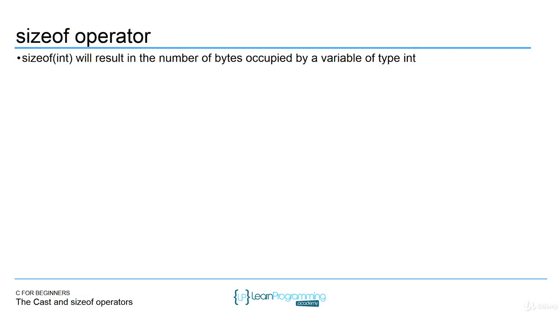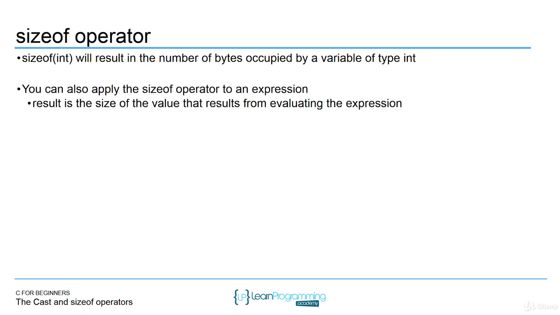sizeof(int), for example, will result in the number of bytes occupied by a variable of type int. So this would return 4 or 8, depending on your system. You can also apply the sizeof operator to an expression. As I mentioned, the result is the size of the value that results from the expression. So if two ints are added together, it's still going to be an int, so it's still going to be the same size.